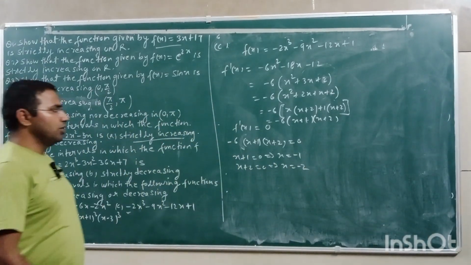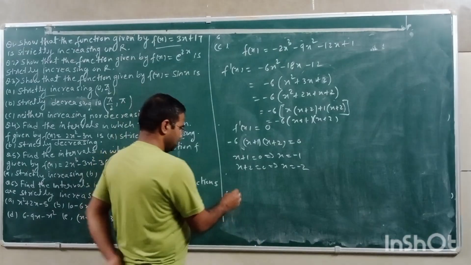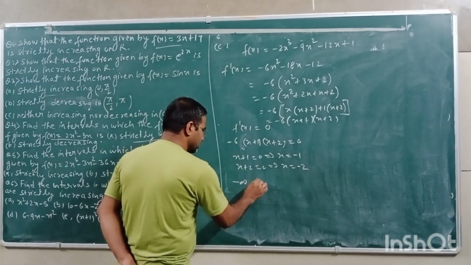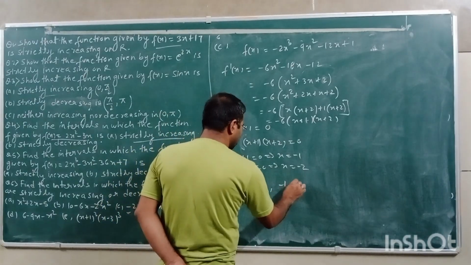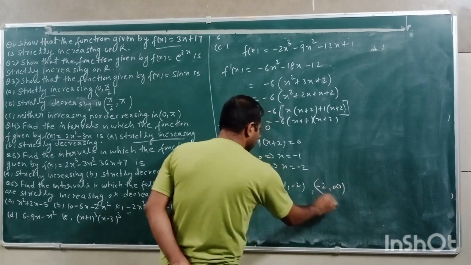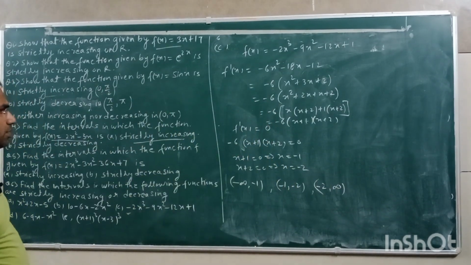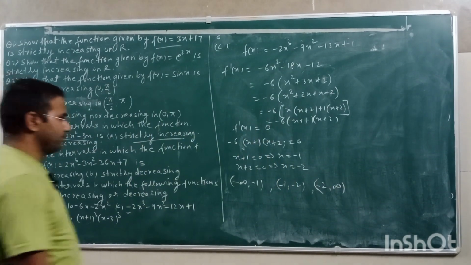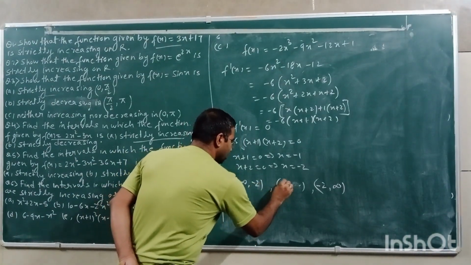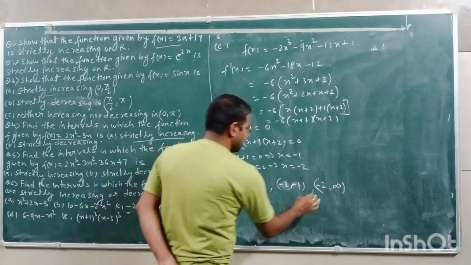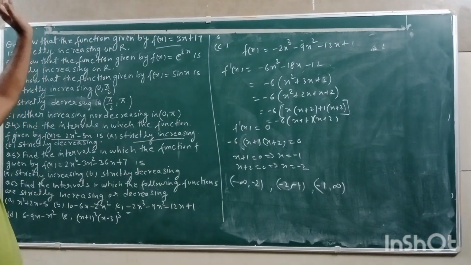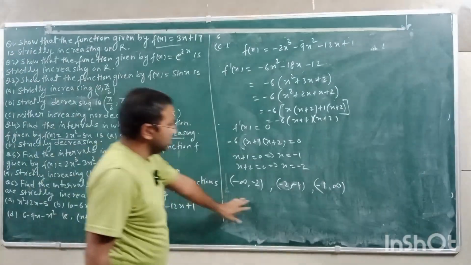Okay, so see here. Now here 3 intervals will arise. First one is what? Minus infinity to minus 1. Second, minus 1 to minus 2. Third one minus 2 to infinity. Sorry, we have written wrong here: minus infinity to minus 2, minus 2 to minus 1, and minus 1 to infinity. Now we will check whether the function is increasing or decreasing in these intervals.